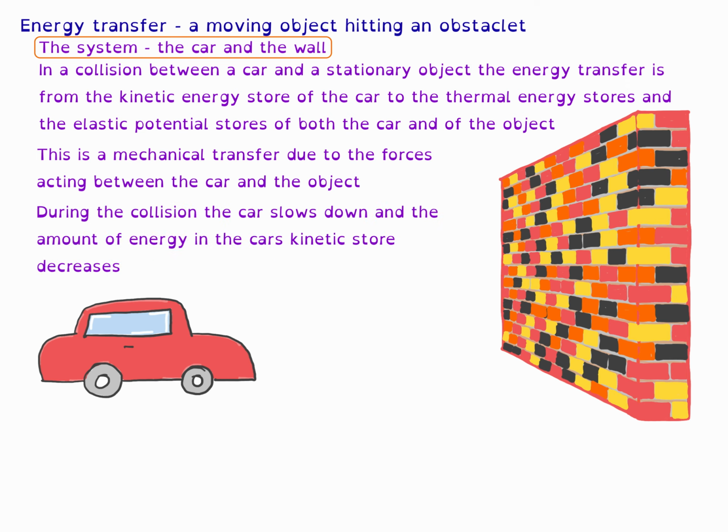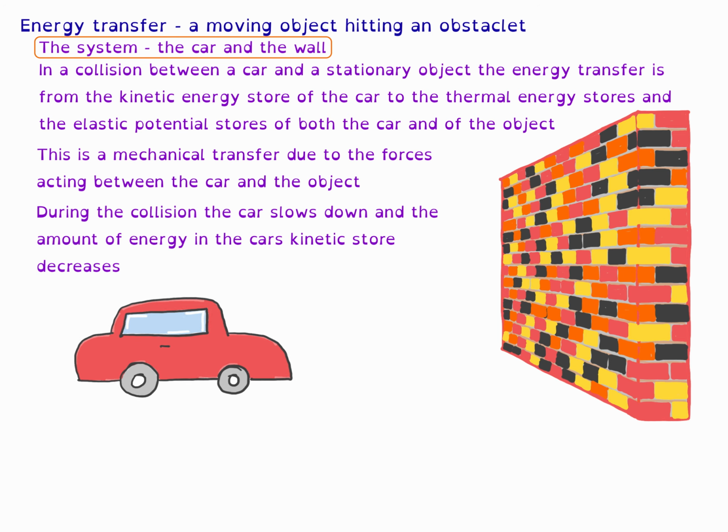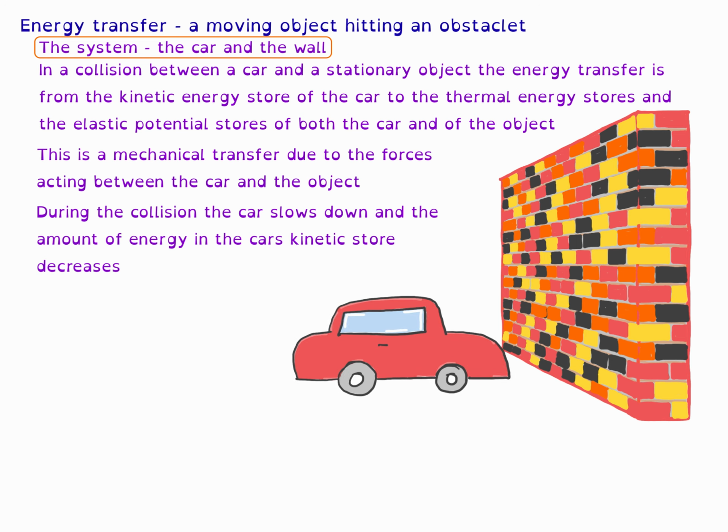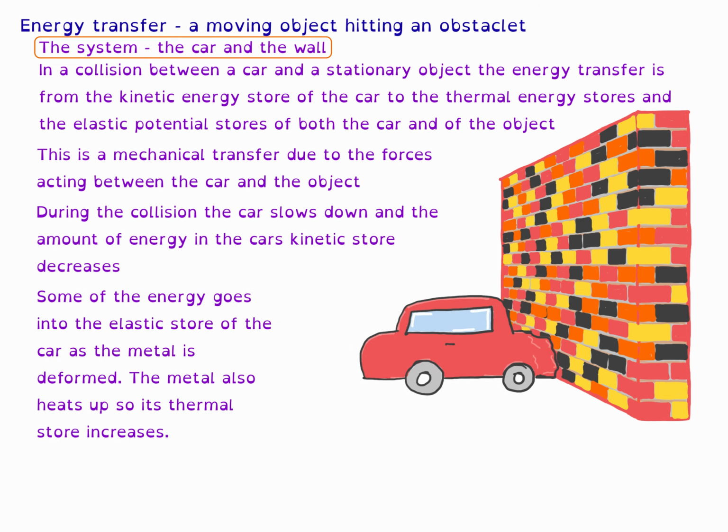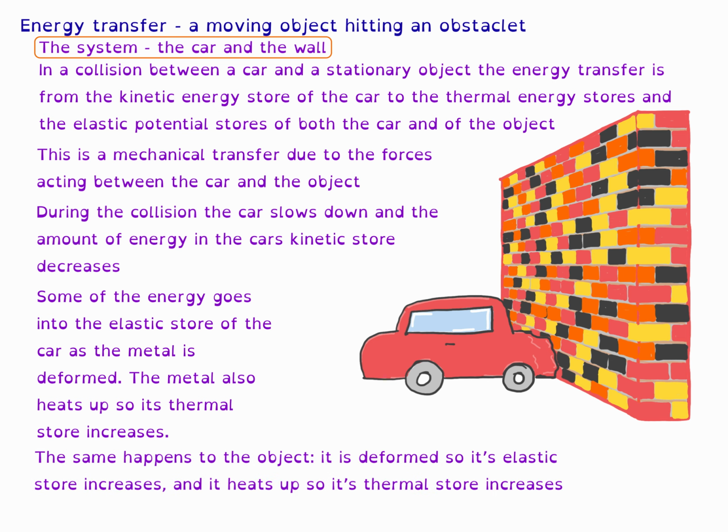During the collision, the car slows down and the amount of energy in the car's kinetic store decreases. Some of the energy goes into the elastic store of the car as the metal is deformed. The metal also heats up, so its thermal store increases. The same happens to the object, the wall. It is deformed, so its elastic store increases, and it heats up, so its thermal store increases.